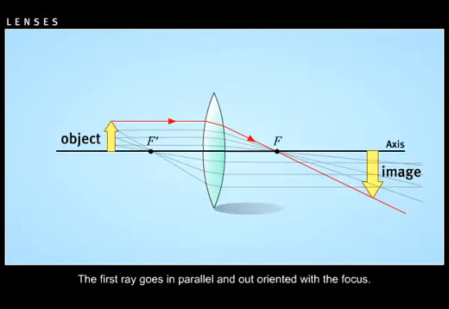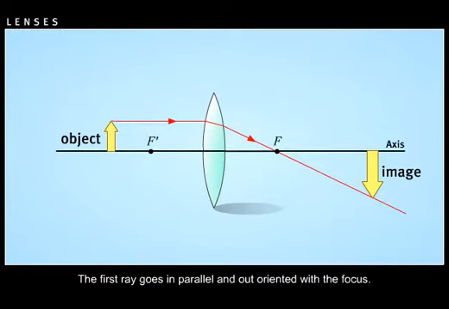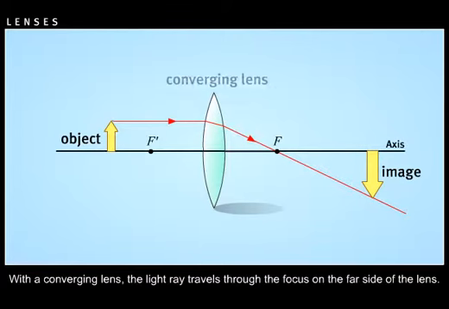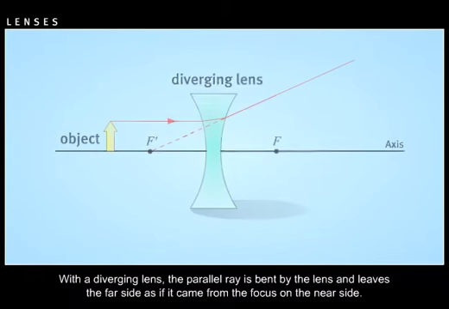The first ray goes in parallel and out oriented with the focus. With a converging lens, the light ray travels through the focus on the far side of the lens. With a diverging lens, the parallel ray is bent by the lens and leaves the far side as if it came from the focus on the near side.